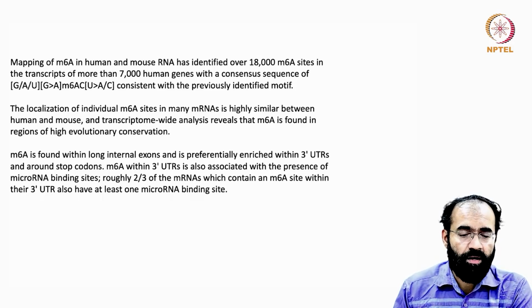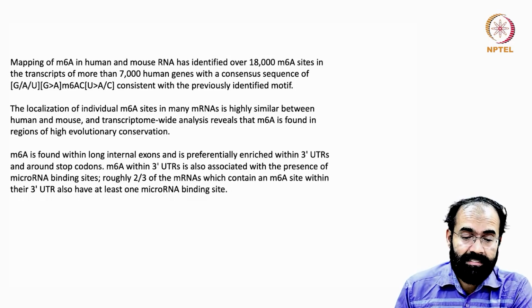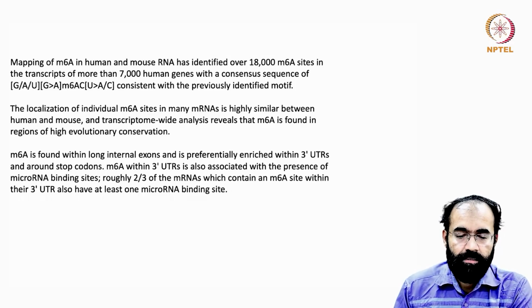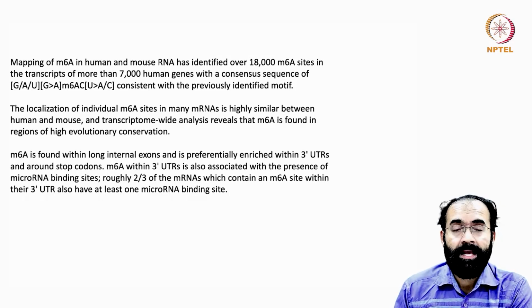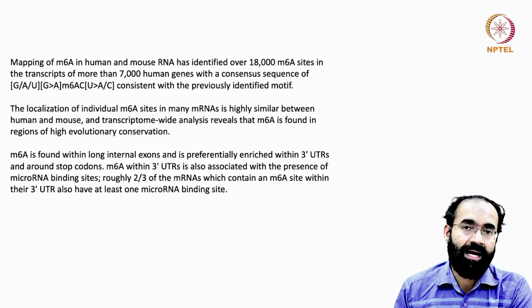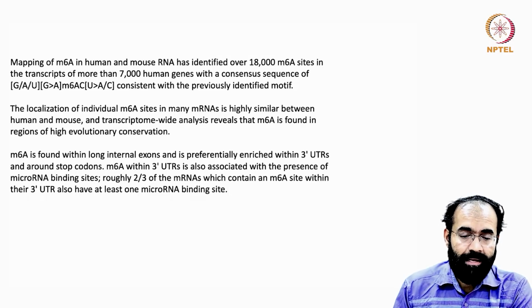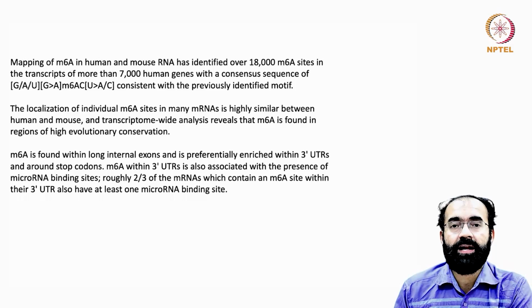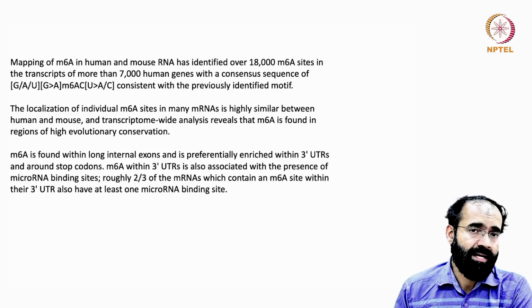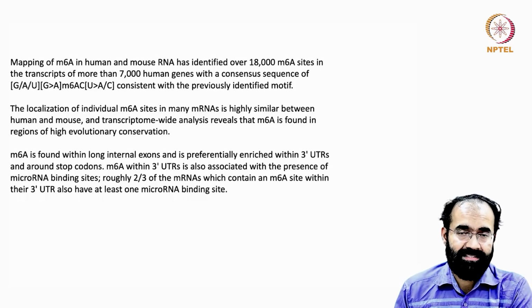So m6A is found within long internal exons and is preferentially enriched within the 3' untranslated region, and also found around the stop codons. Every RNA has a stop codon, which we already know, and in and around that you are going to have the methylation. And m6A within the 3' UTRs is also associated with the presence of microRNA binding sites. When a microRNA is bound, it will mark the mRNA as not capable of translation, and it will block the translation.